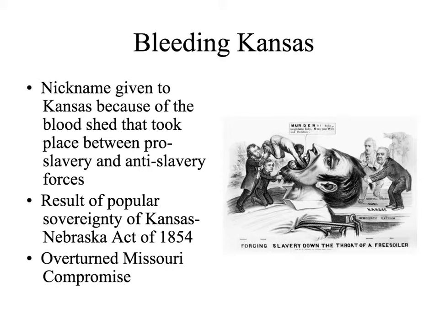Results of popular sovereignty of the Kansas-Nebraska Act of 1854. And again, all of this overturned the Missouri Compromise, or at least the part of the Missouri Compromise that restricted slave states from being formed above the 36th line of parallel, and that the federal government would actually be stripped of that burden.